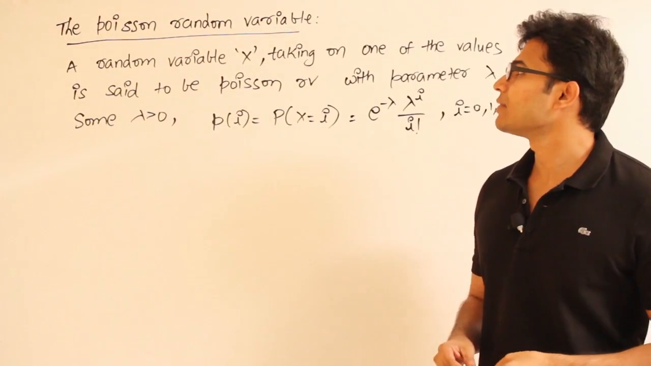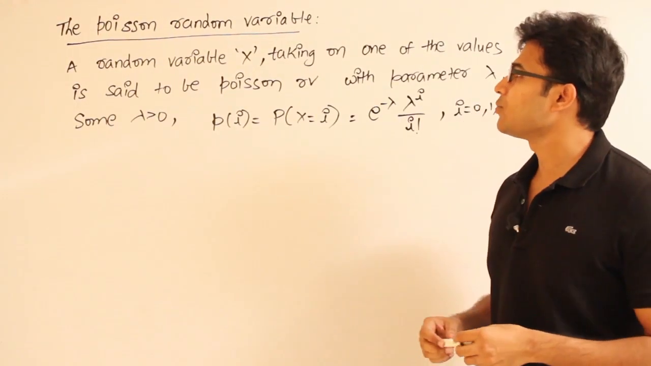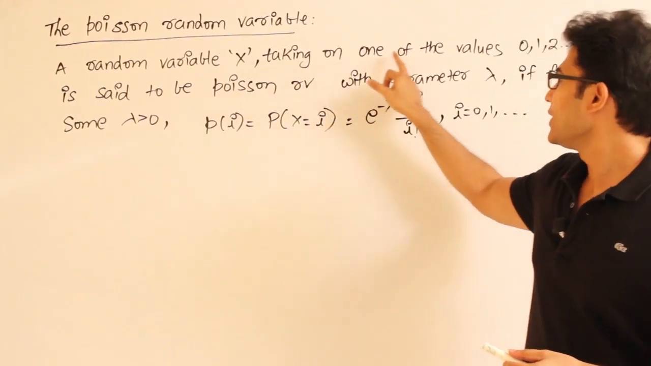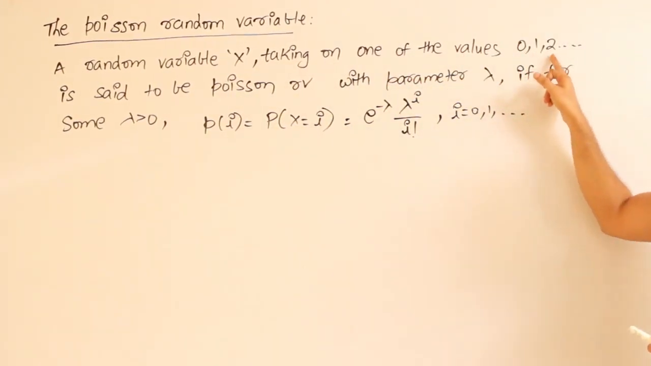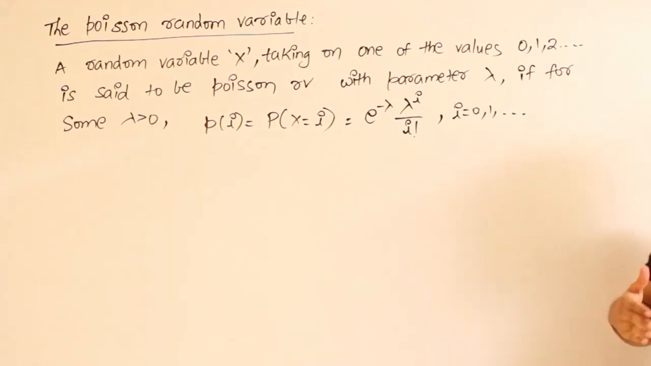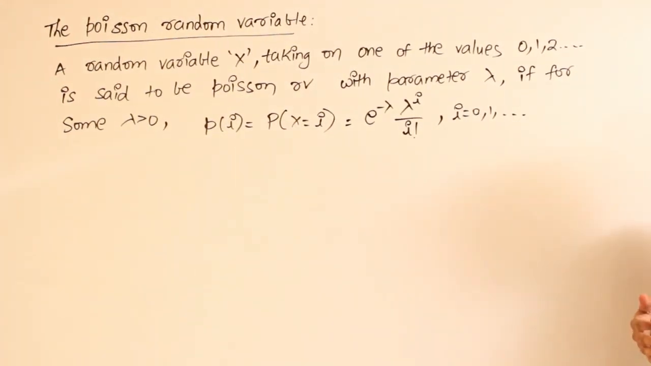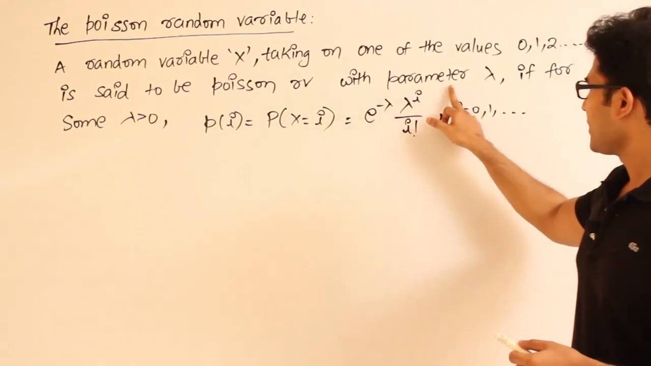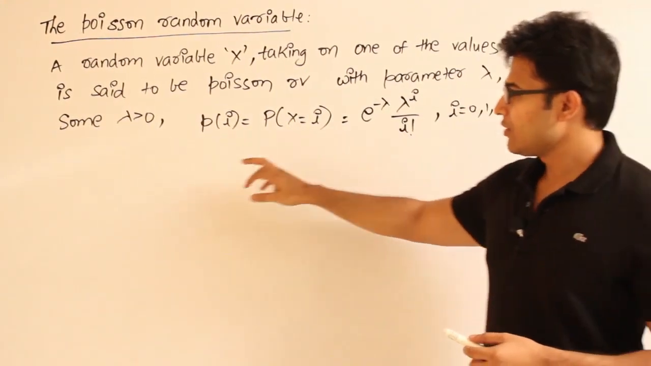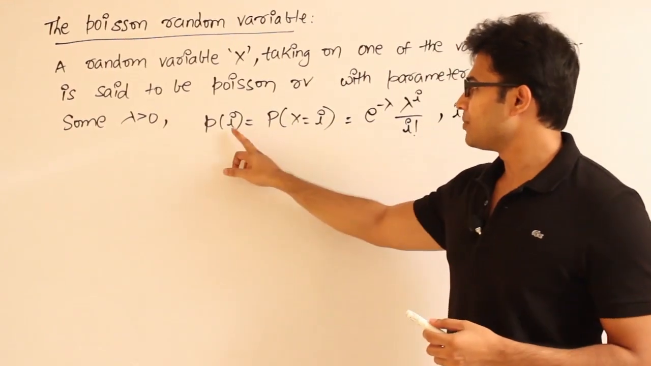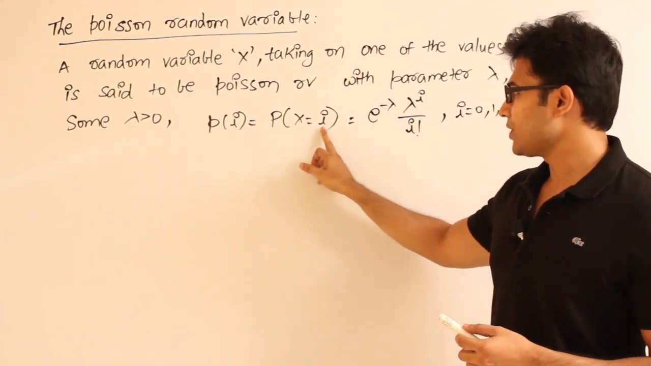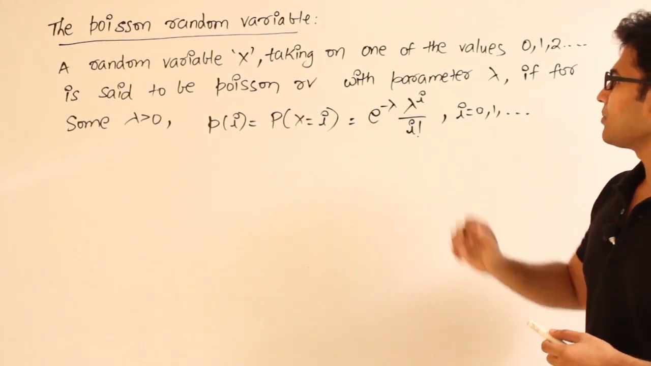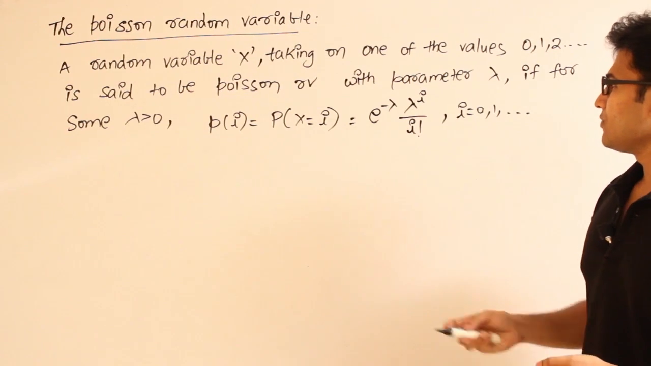Let's see the next discrete random variable. It is called the Poisson random variable. A Poisson random variable capital X, taking on the values 0, 1, 2, and so on, so it can be any value like 0, 1, 2, 3, and so on, is said to be a Poisson random variable with parameter lambda, if for some lambda greater than 0, p of i, equal to P of X equal to i, equals e power minus lambda into lambda power i by i factorial.